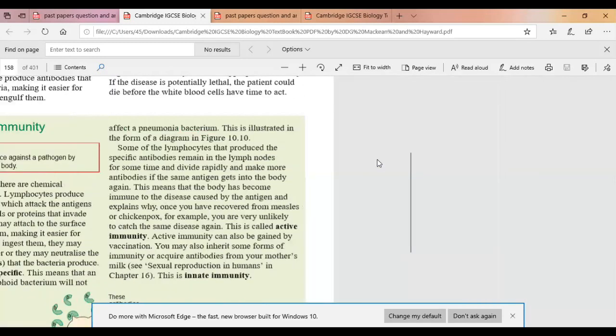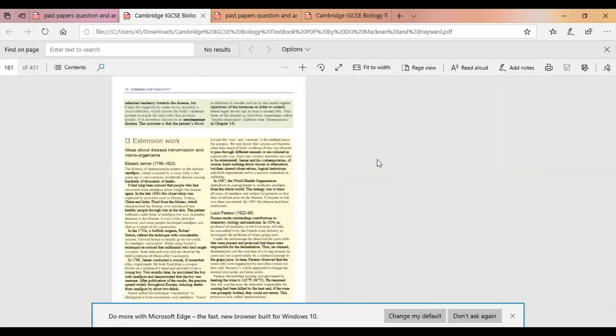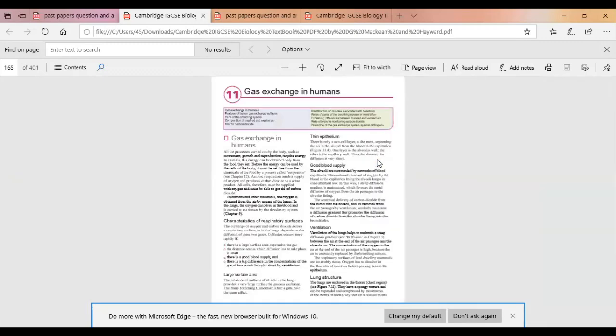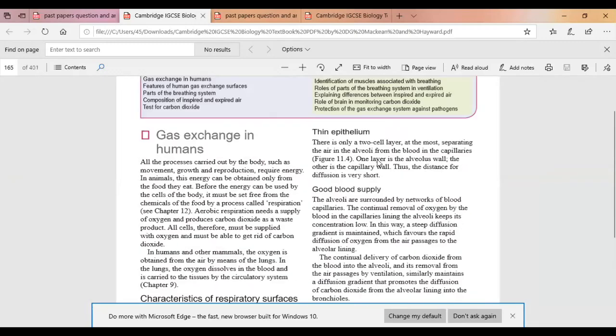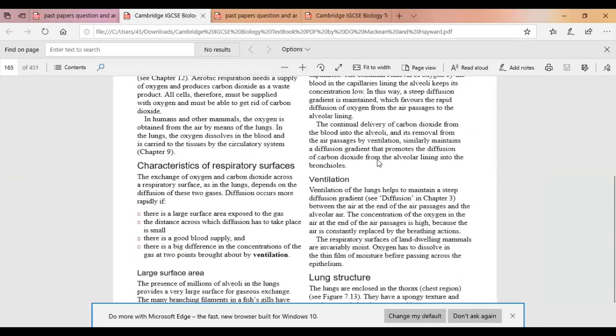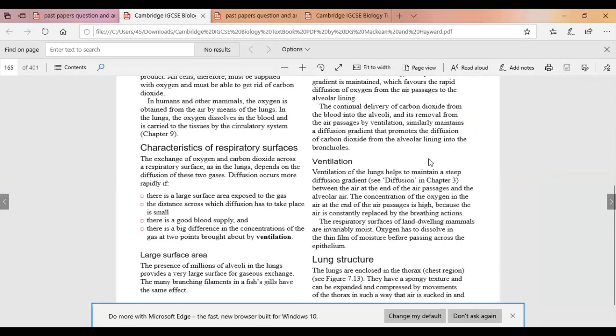I want to go to another question about chapter gametic exchange in the human. We have a lot of characteristics about gas exchange in the human. I want someone to answer: what are the characteristics of respiratory surfaces?